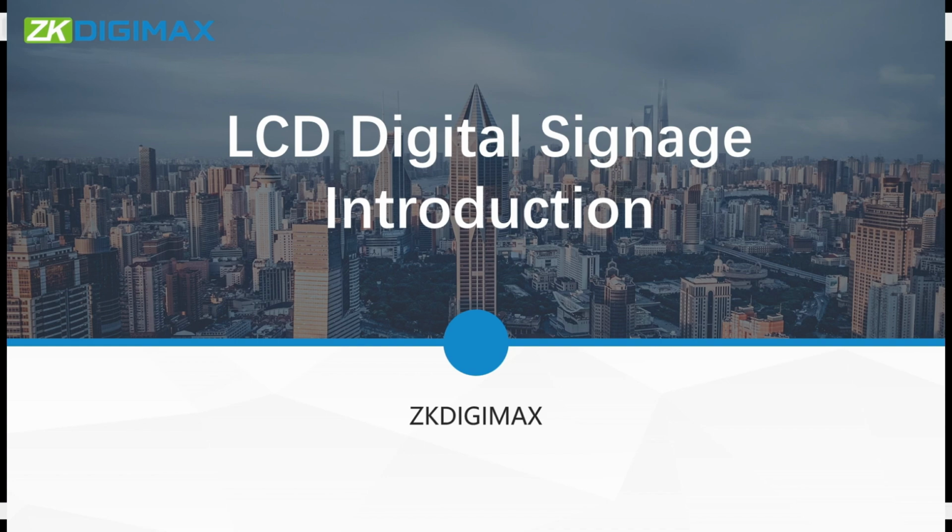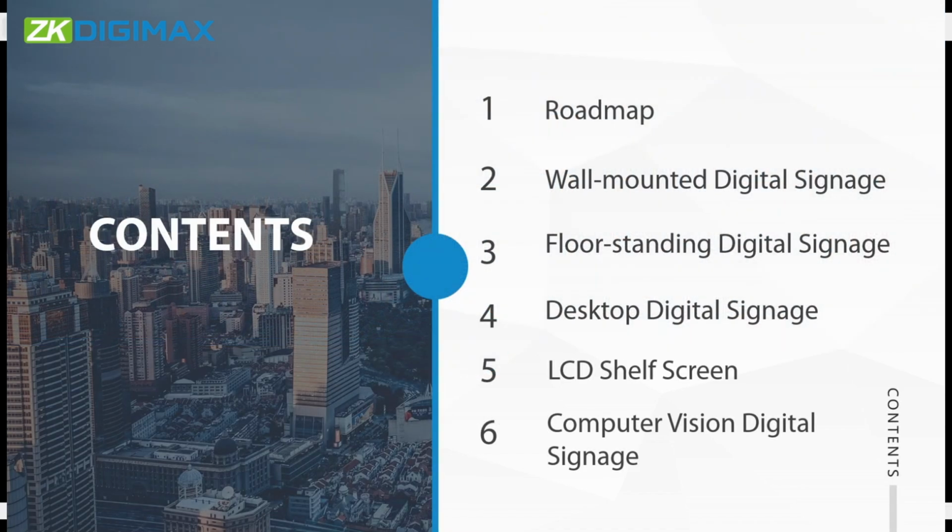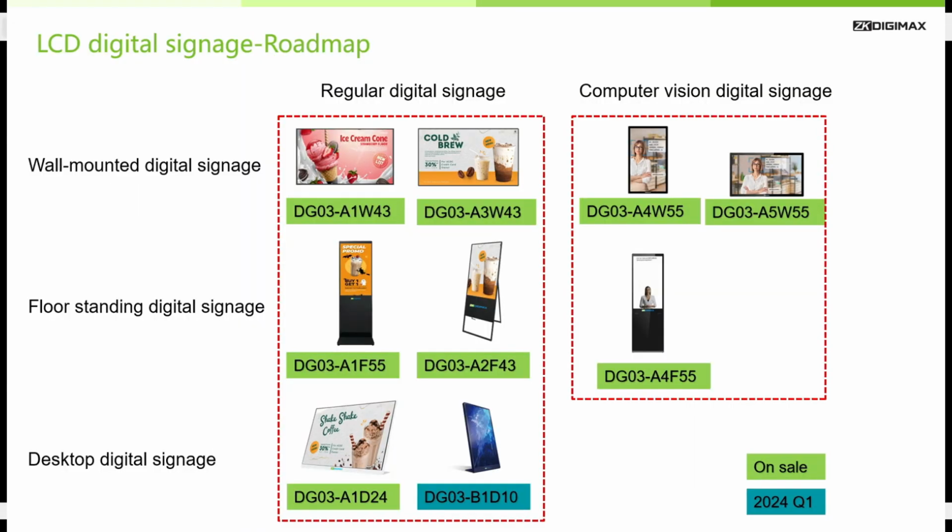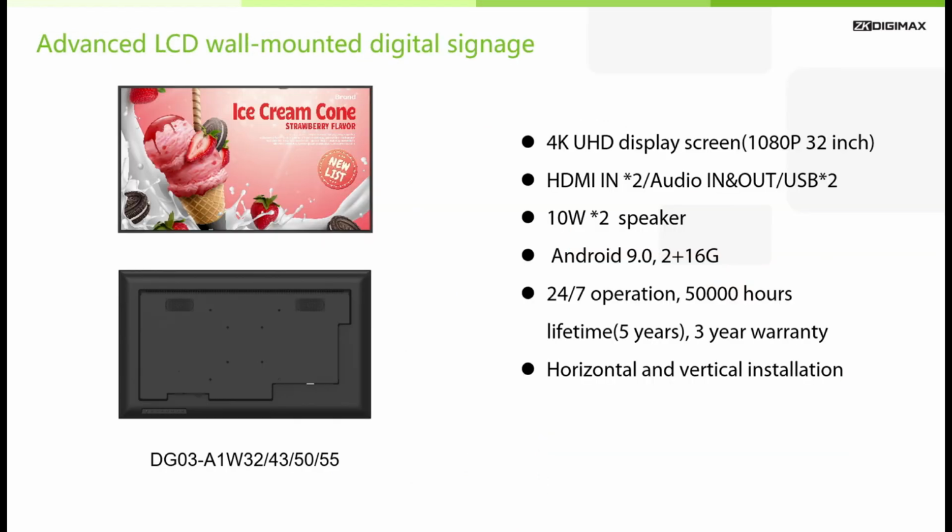Okay. So we can segregate our digital signages like wall-mounted digital signage, then floor-standing digital signage, then desktop digital signage, then computer vision digital signage. These are the main digital signages we are operating. First one is wall-mounted digital signage. We have two types of wall-mounted digital signages. One is advanced and one is entry level.